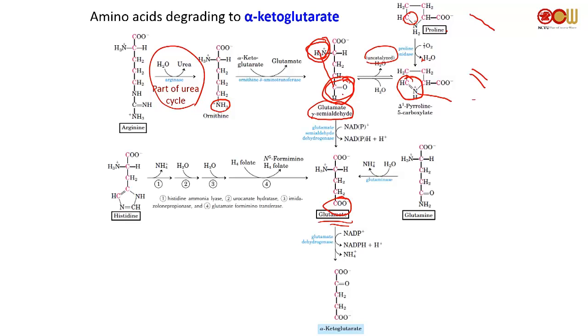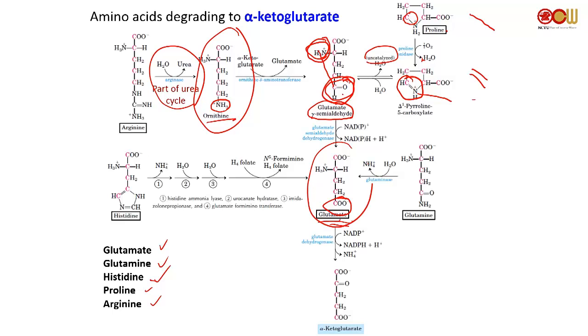Histidine is complicated, so we're just going to jump over histidine. But essentially, histidine also becomes glutamate, and glutamate becomes alpha Kg. So here, glutamate and glutamine you should remember. Histidine you don't have to remember, but you should know histidine goes to alpha Kg. Proline, arginine: arginine you have to remember because it goes to ornithine, and then you should be able to convert ornithine to glutamate.